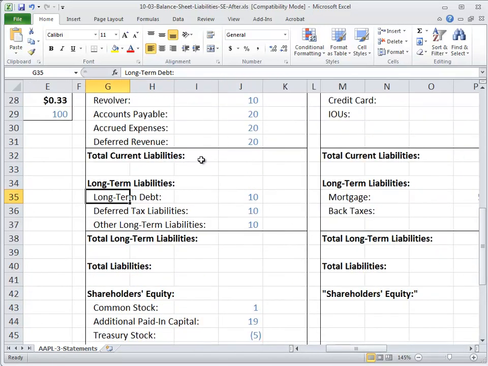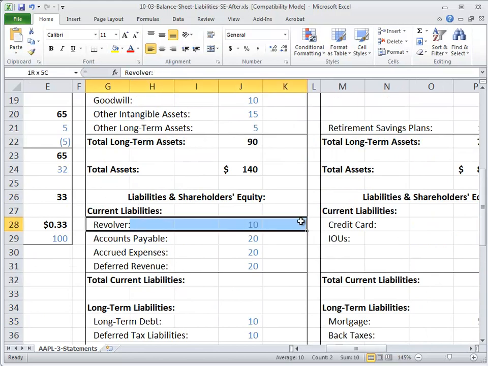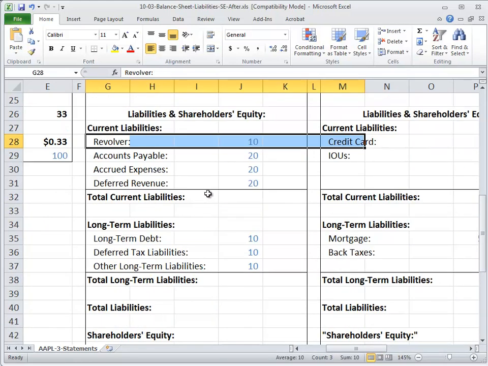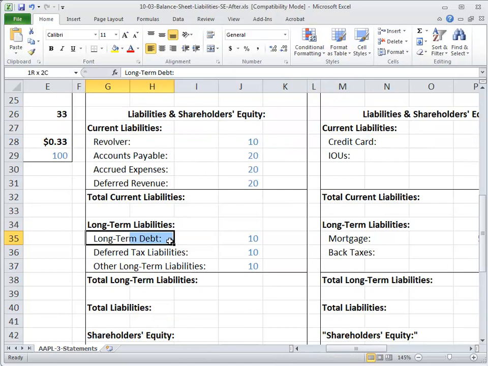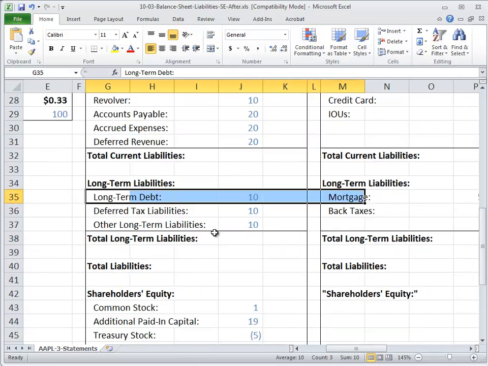Long-term debt versus the revolver. The revolver is generally good for a very short period of time. You are repaying it constantly, whereas long-term debt generally lasts for many years, and that's why it's a long-term liability.